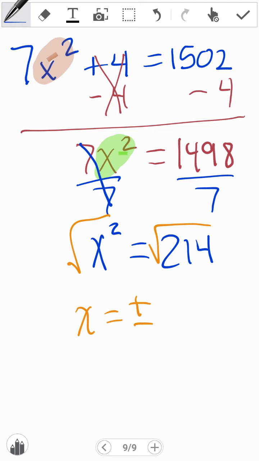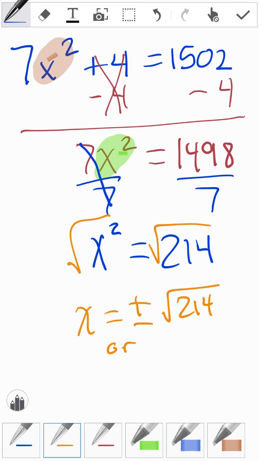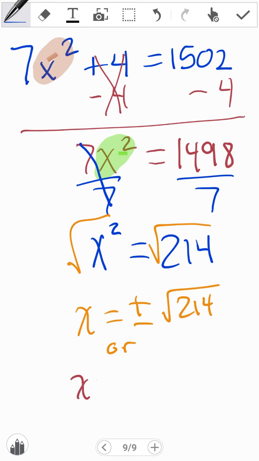So the square root of 214, let's see what that gives us. Square root of 214, make it a decimal. So we get plus or minus the square root of 214 as a radical. That's as simple as it can get. Or if we make it a decimal approximation, we get x equals plus or minus 14.6287 and a lot of numbers.